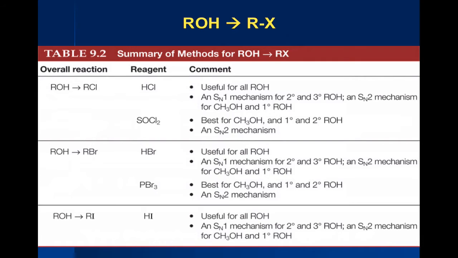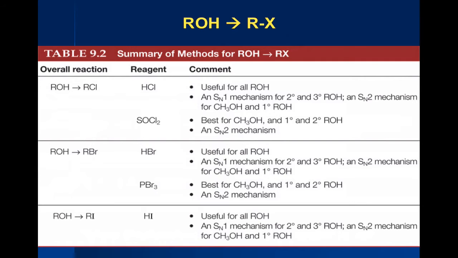So the overall thing that you need to know in terms of reagents, if you want to convert an alcohol to an alkyl chloride, you've got two reagents that you can use. You can use HCl, or you can use thionyl chloride, right? You know that you can use HCl also in the presence of zinc chloride if it's a primary alcohol, right? So it's useful for all alcohols.